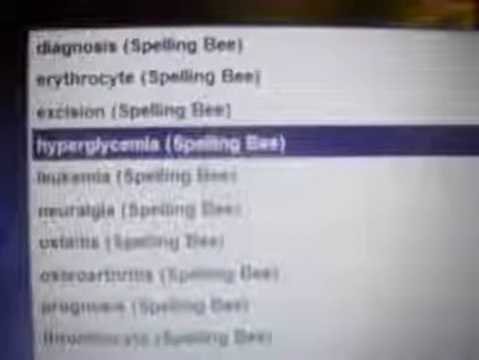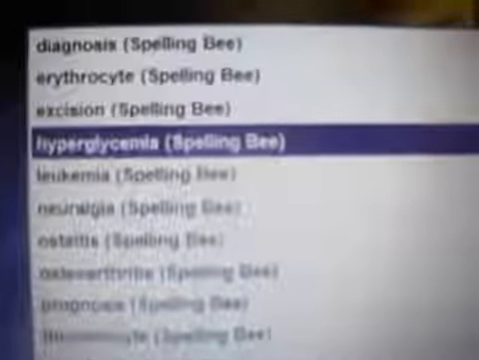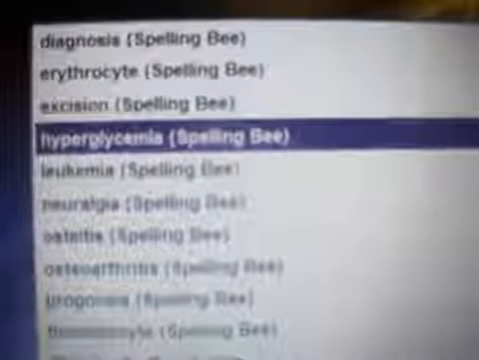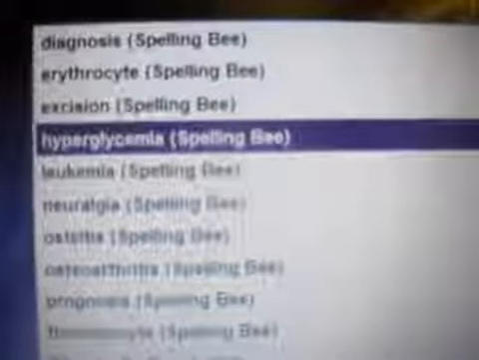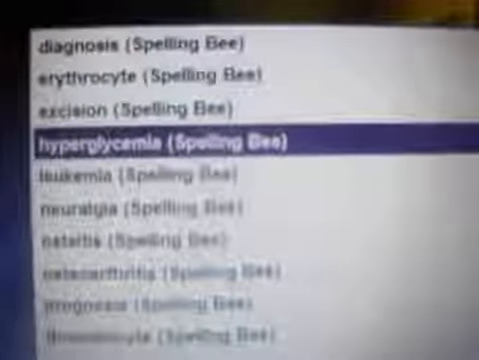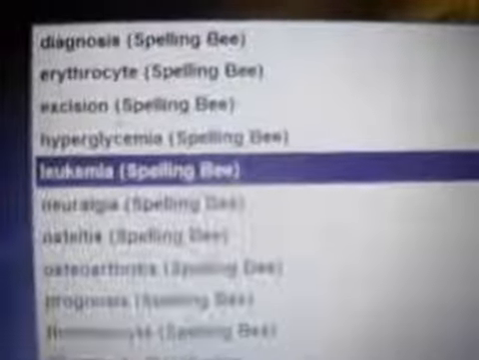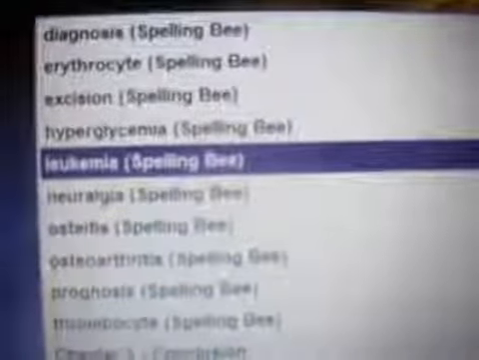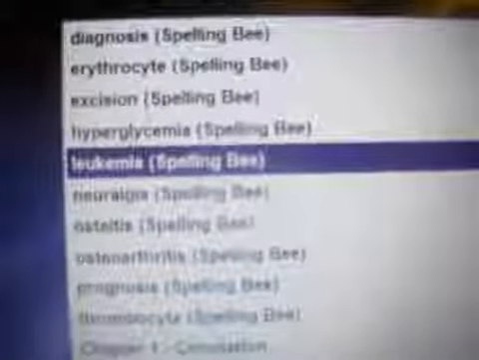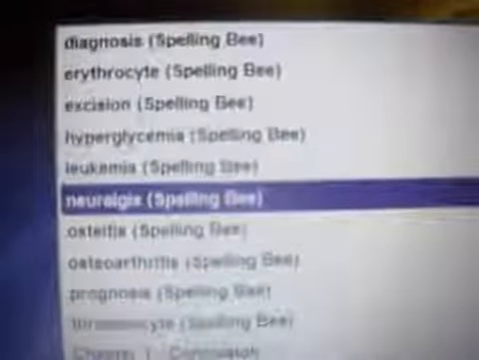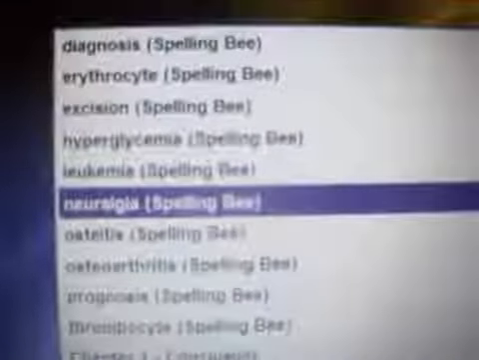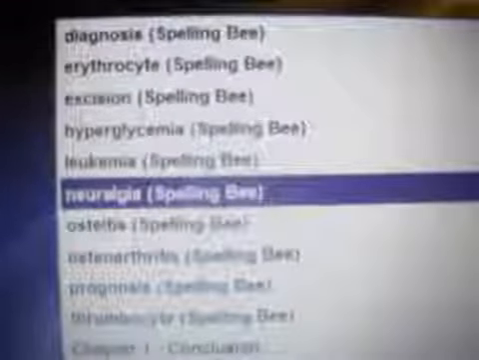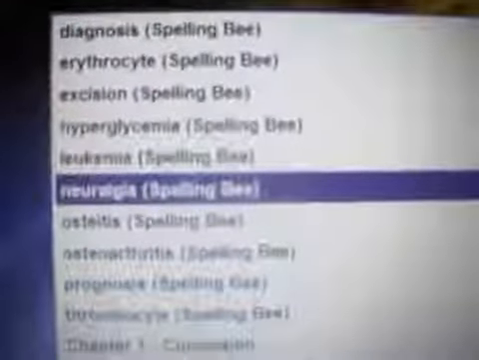Hyperglycemia. Hyperglycemia. Leukemia. Leukemia. L-E-U-K-E-M-I-A. Neuralgia. Neuralgia. N-E-U-R-A-L-G-I-A.